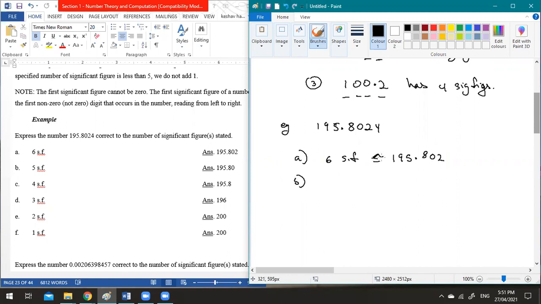And if you want to use the fancy equal sign, that's okay. Five significant figures: again, you count 1, 2, 3, 4, 5. The number after the 0 is 2, which is less than 5. So you leave the 0 alone, 195.80. But remember, the 0 has no place value, so you're really writing 195.8.